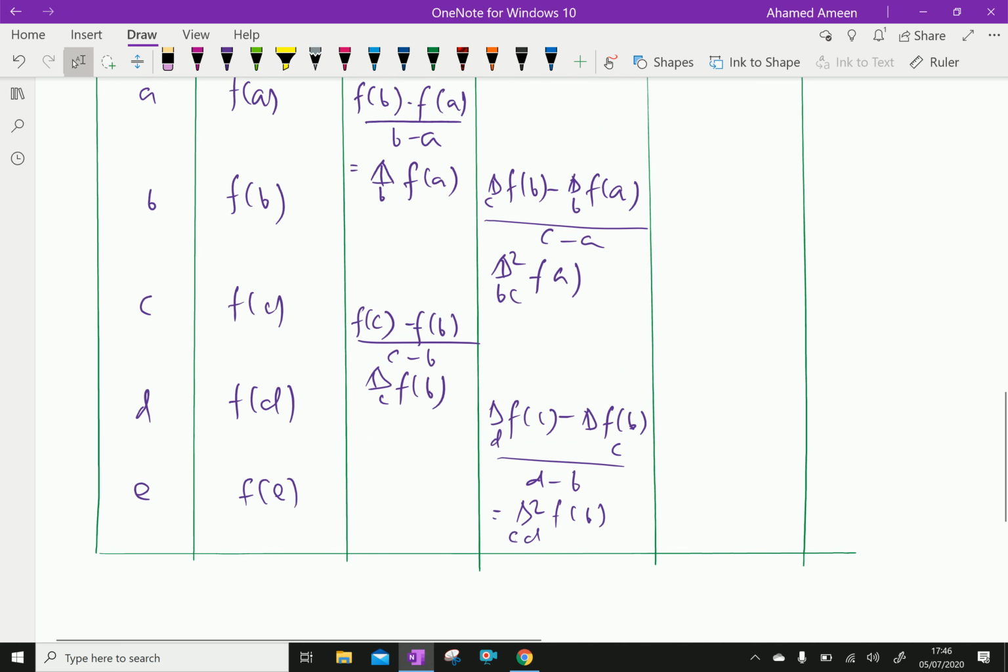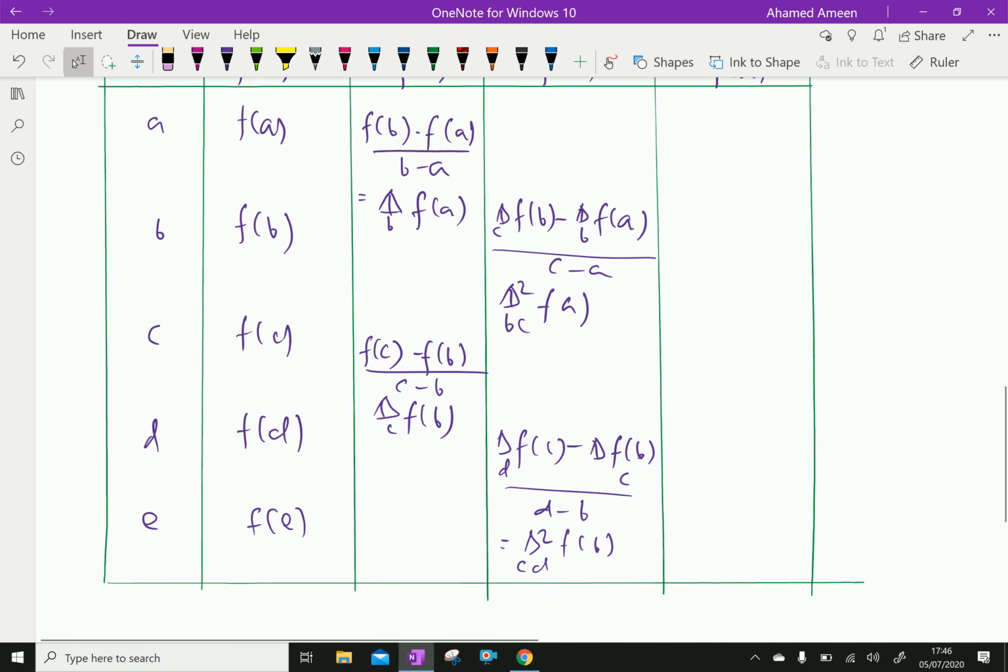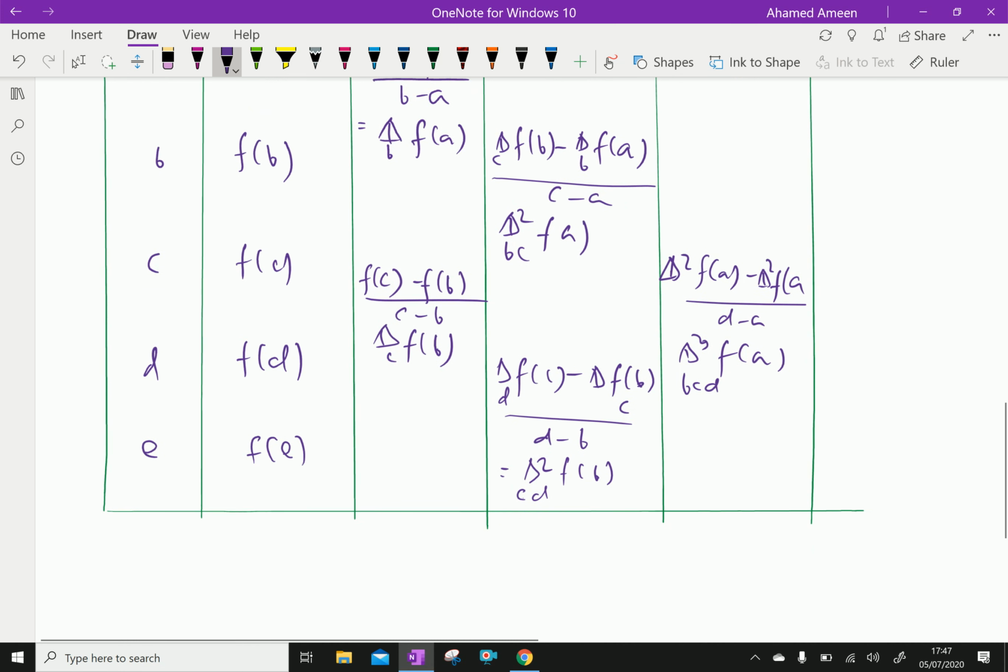But the third difference is delta cross square of f of b minus delta cross square of f of a, over d minus a, which we can write as delta cross cube f of a at b, c, d. It continues like this to fill the table.